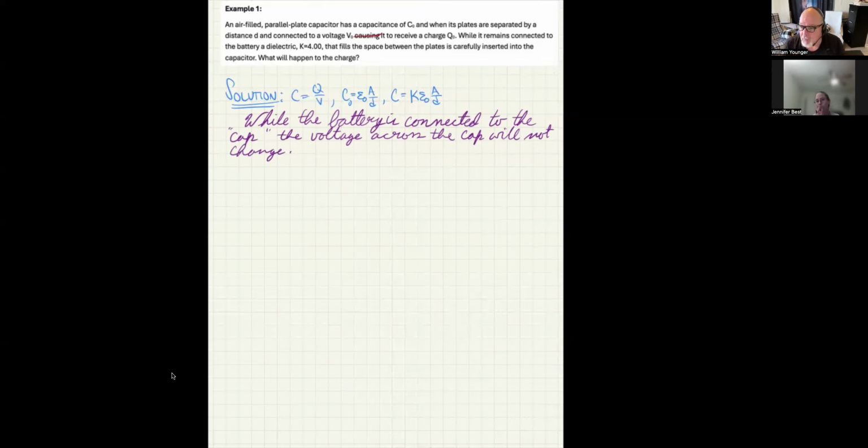Alternatively, another thing you might want to realize, because we did this in the previous example, but I'm restating it now, if you didn't leave the battery connected, then what you've done is isolated the charges on the plate so they have no freedom to move around. So in that case, the charge stays the same, but the voltage can change. So I'll write that down here, even though it's not relevant to this particular problem.